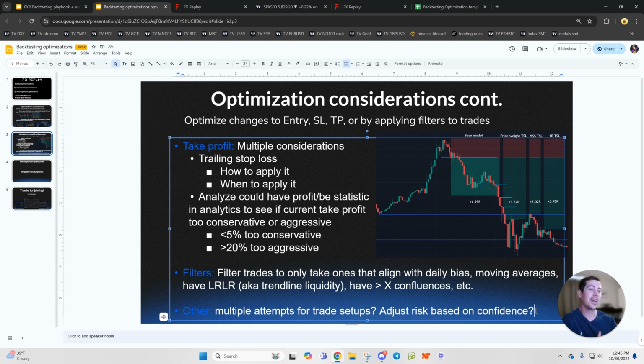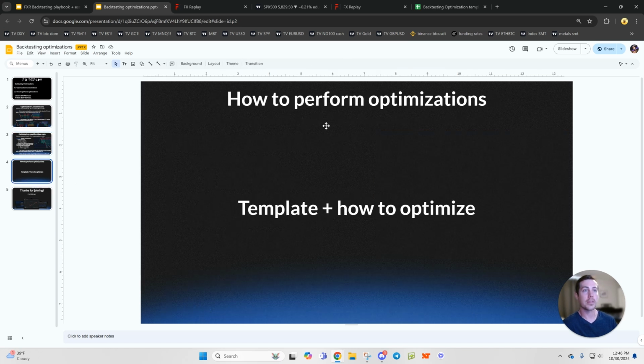or vice versa. If all the stars are aligning and this trade is like the best trade setup you can have, is it worth increasing your risk on those trades and seeing how those adjustments impact your results? So now that I've shared with you guys all the different things you can potentially optimize, I want to actually show you guys a template and how I actually perform these.